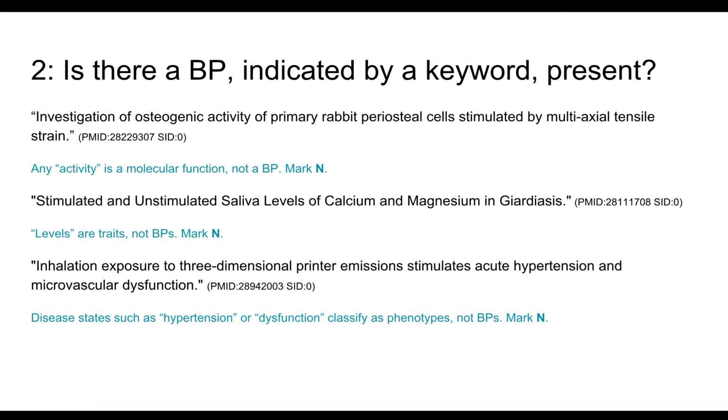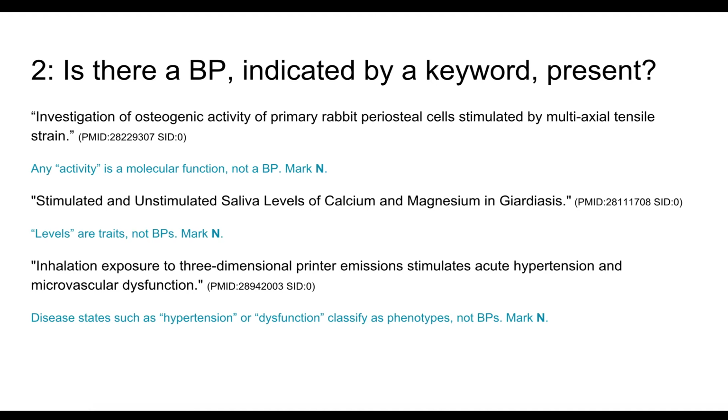Here are 3 examples containing noun phrases not categorized as biological processes. The first sentence here is not a BP. Instead, it is a molecular function, as the word activity always means molecular function. Mark this sentence as N. The next sentence talks about saliva levels, which are considered traits, not processes. This sentence should also be marked N.